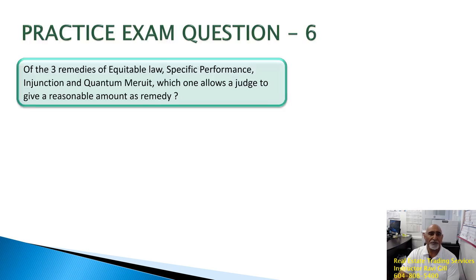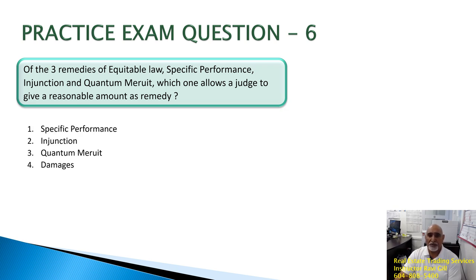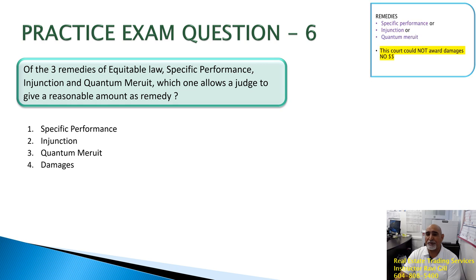Exam question 6. Of the 3 remedies of equitable law, remember what they were. What were they? Specific performance, injunction, and quantum meruit. Which one allows a judge to give a reasonable amount of money as remedy? Which one of the 3? Specific performance, injunction, quantum meruit, or damages? We know it's quantum meruit.